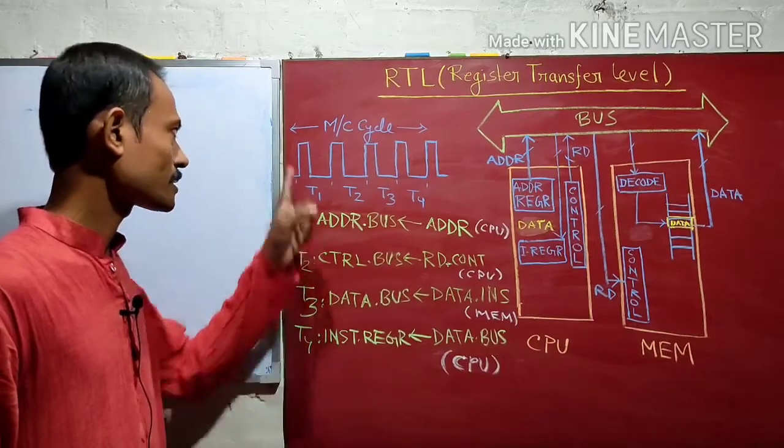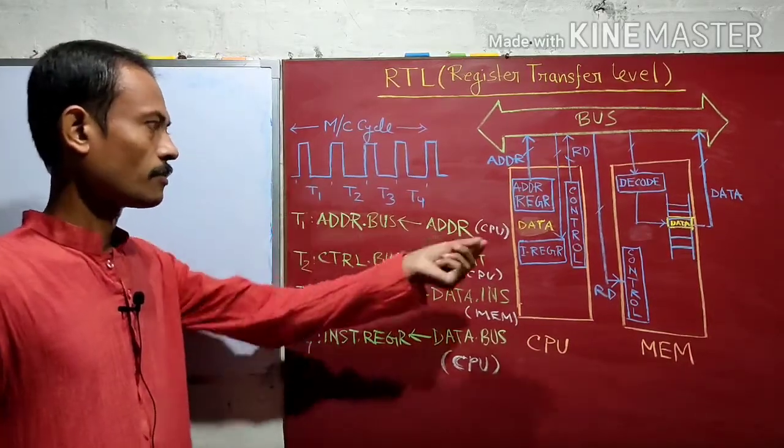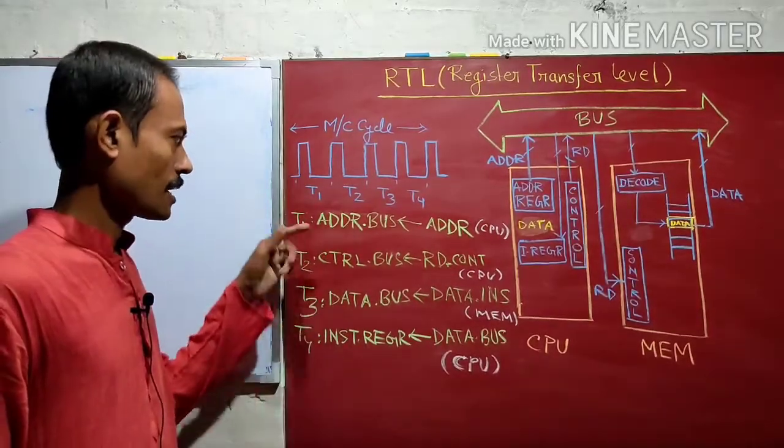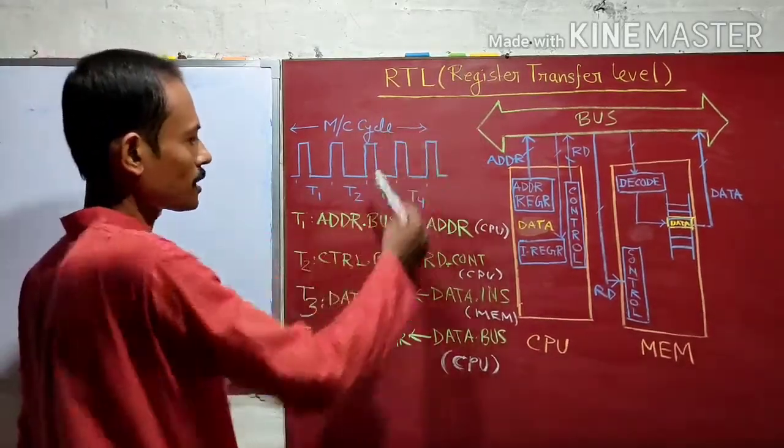So basically these 4 states will be executed within a machine cycle. That means for fetching an instruction, these 4 steps will be done in 4 clock pulses, and these are called the register transfer level instructions.